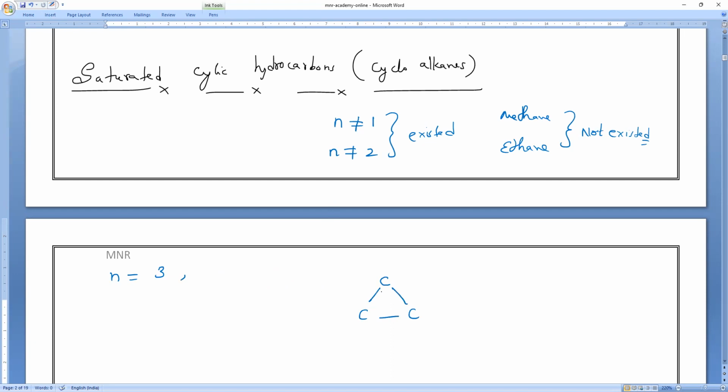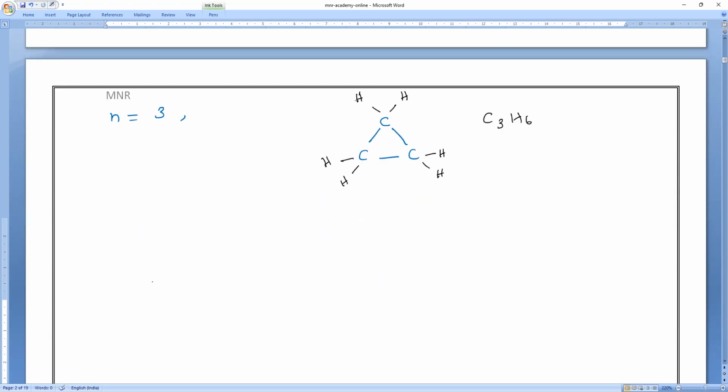So now, each carbon, if you notice, has 2 bonds completed. Then how many bonds are pending for each carbon? Anybody? 2 bonds are pending. Okay. So count it, everybody. Carbon number is 3. Number of hydrogens: 1, 2, 3, 4, 5, 6. So C3H6.